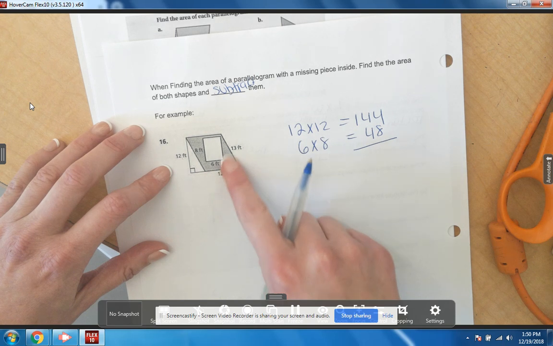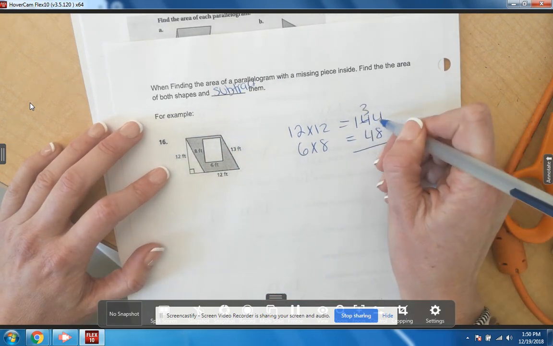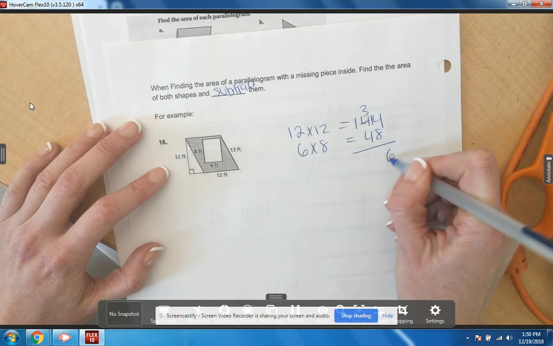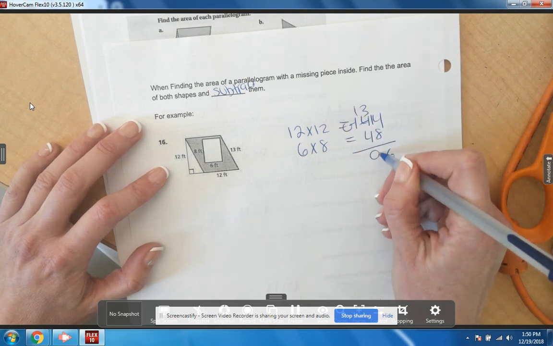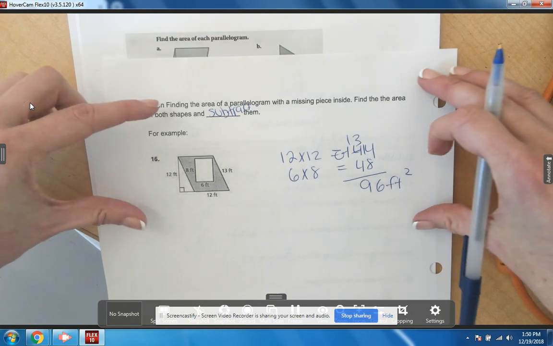So if I take the area of the entire shape and I take away this rectangle, that gives me the area of the shaded part. So that's going to be 6, borrow again, so 96 feet squared. Okay, so make sure you did all of this with me.